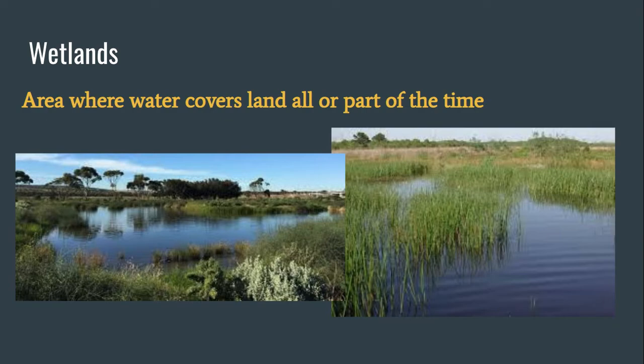A wetland is what we're focusing on today. A wetland is an area where water covers land all or part of the time. Okay, so you may always have this kind of shallow covering of water, or you may have seasonal variations where sometimes the ground is covered and sometimes it's not.